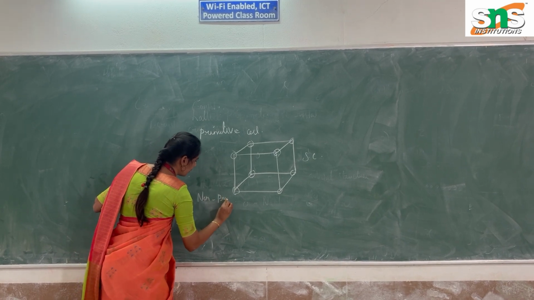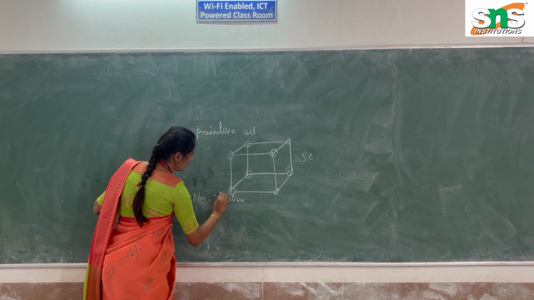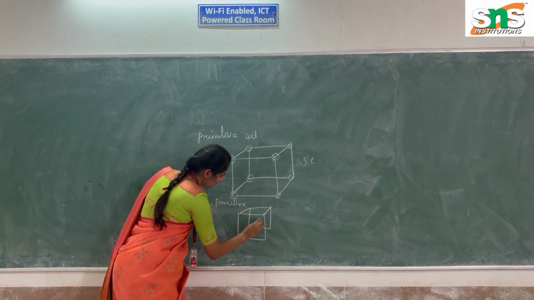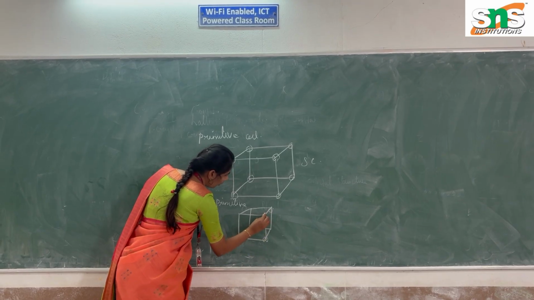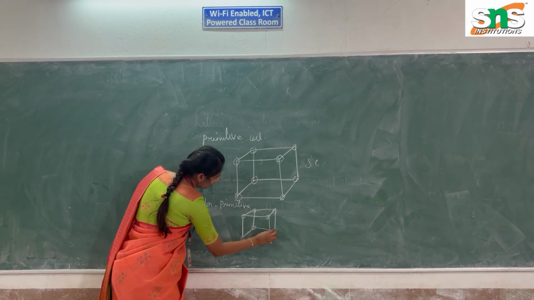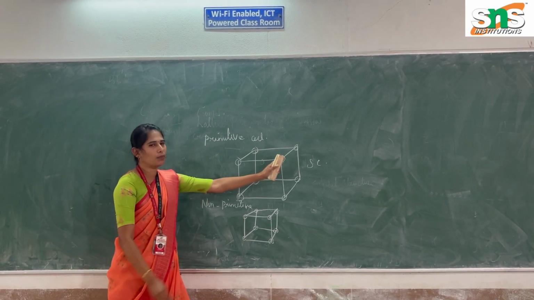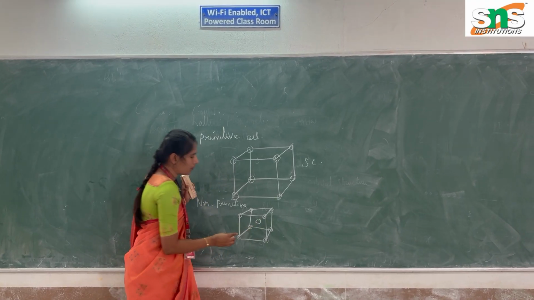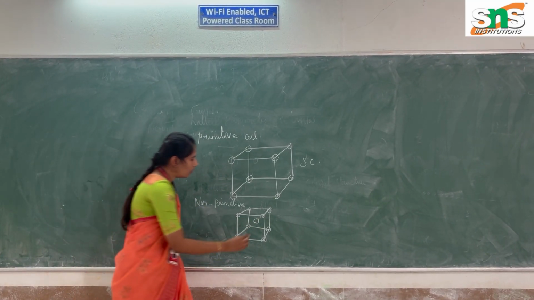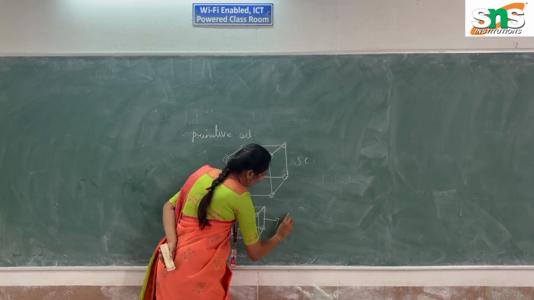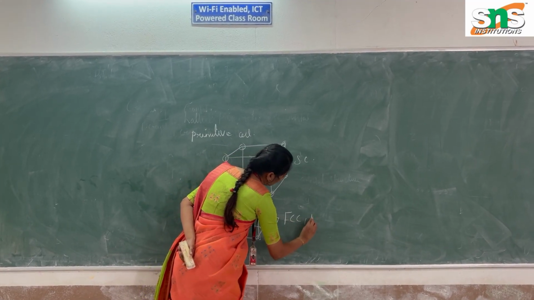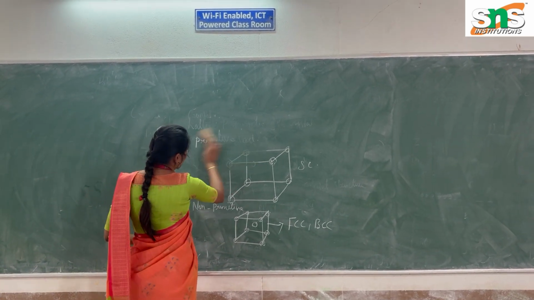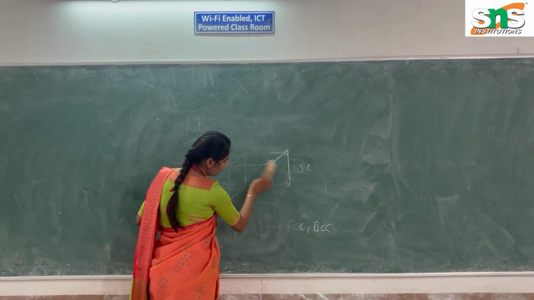a cell where there are 8 corner atoms and also a body centered atom or face centered atoms. It is called non-primitive. Non-primitive is nothing but either body centered atoms are present inside the crystal or face centered atoms are present in the three-dimensional structure. Examples are FCC and BCC, the examples of non-primitive cells. Okay, these are the basic introduction about the crystal structure.